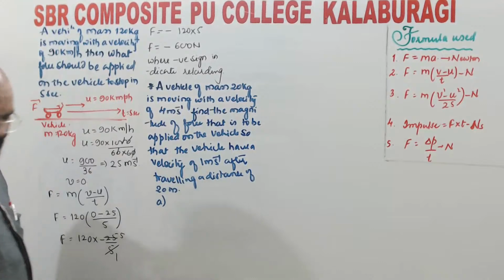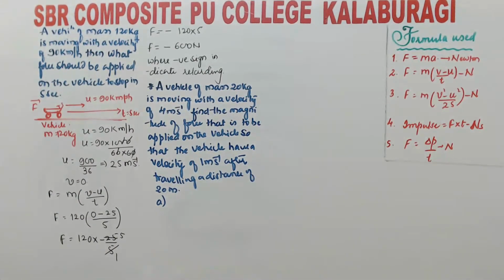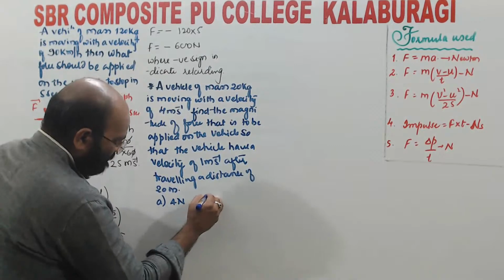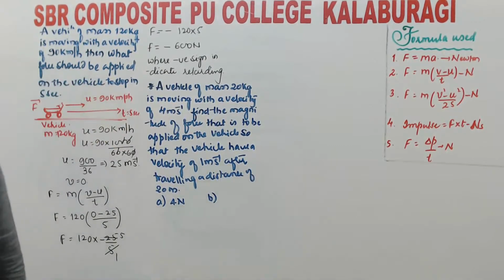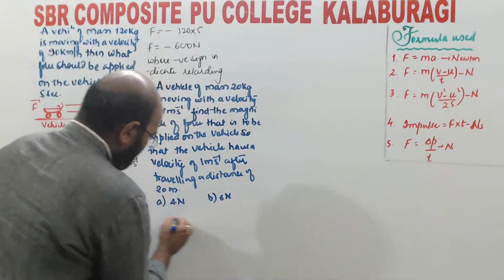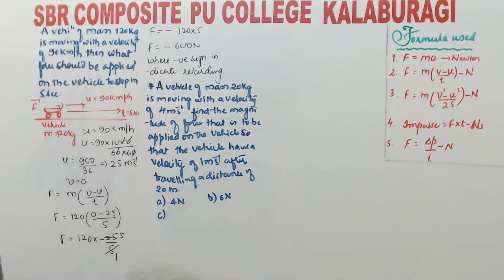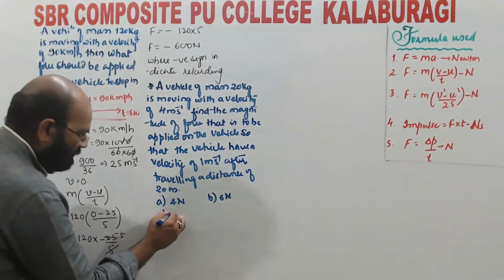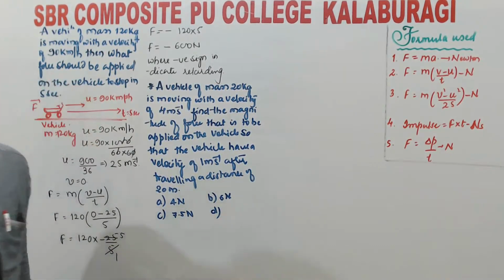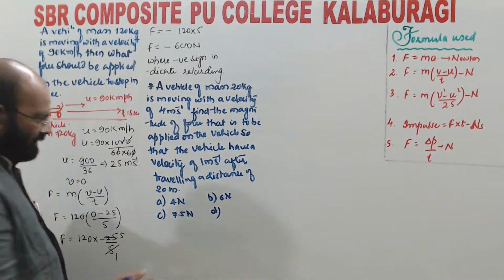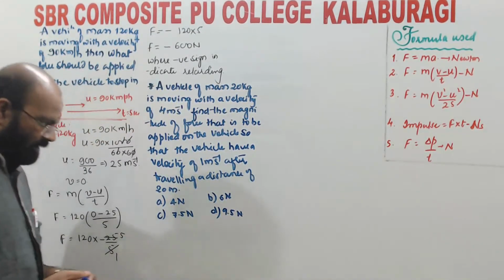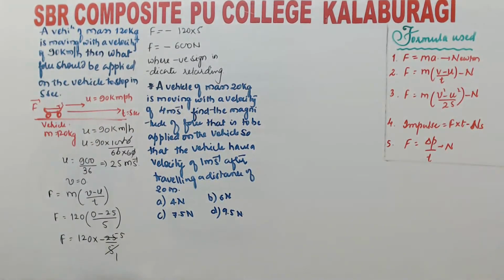Option A: 4 Newton. Option B: 6 Newton. Option C: 7.5 Newton. Option D: 9.5 Newton. Okay, you try yourself, think on this problem.